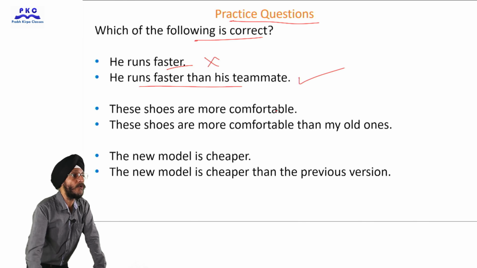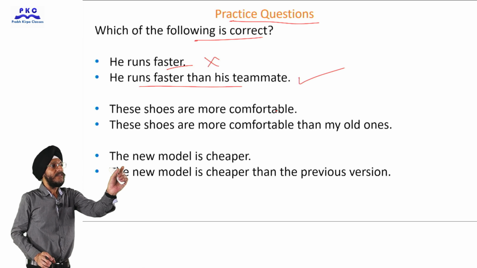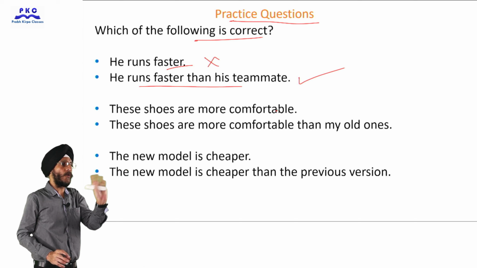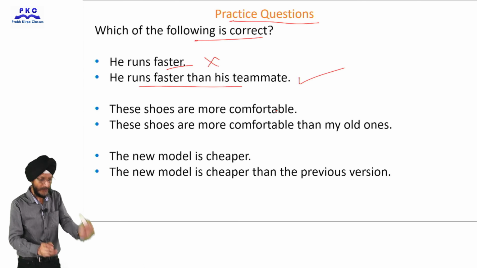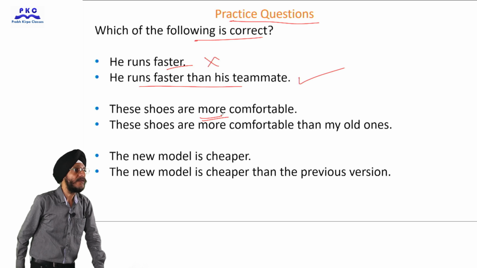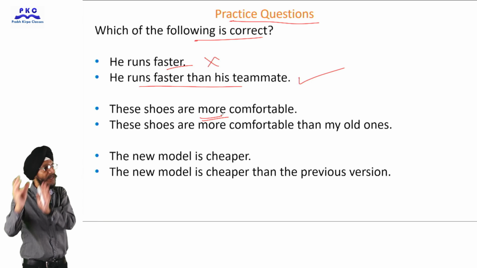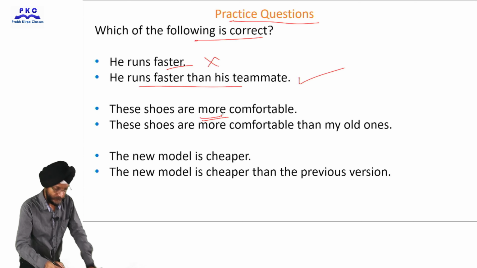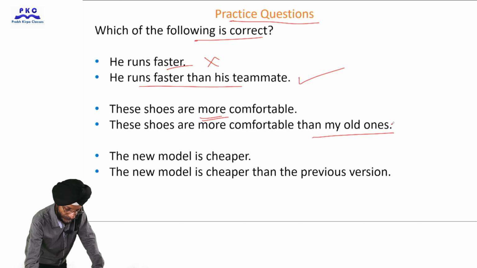These shoes are more comfortable. If the sentence was these shoes are comfortable, okay, the sentence is proper. But here we are using the adverb more. Here it is a comparison, but the other item is not shown. So the second sentence, these shoes are more comfortable than my old ones, is the proper sentence.